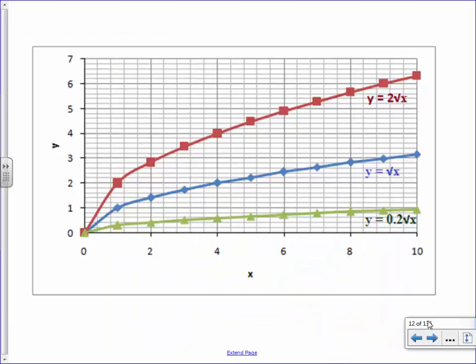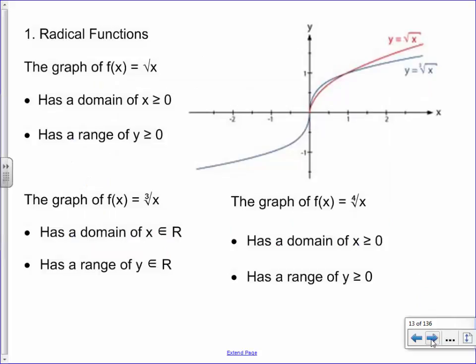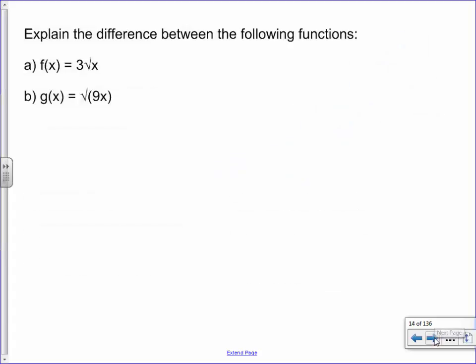I think I threw a slide in here just to illustrate that if you threw a 2 in front of this thing, it makes it taller. This is the normal graph. If you throw like a 0.2 in front of it, it would squish it downwards. I think you guys know this stuff. Here's a summary slide that kind of talks about domains and ranges. Let's move past that. What is the difference between these two functions?